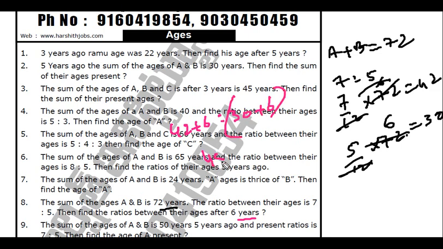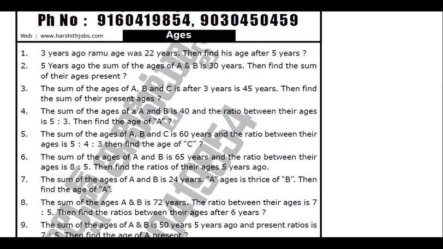Okay, 48 and 36. 12 3 times, 12 4 times. 4 is to 3. This after 6 years, the ratio is 4 is to 3.